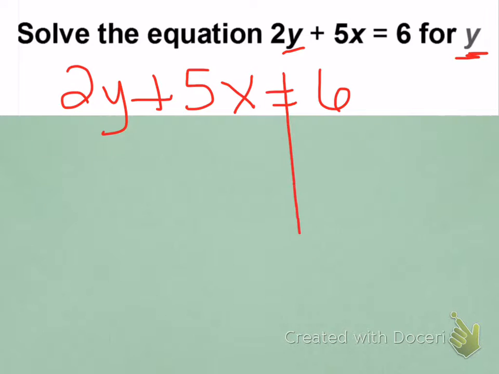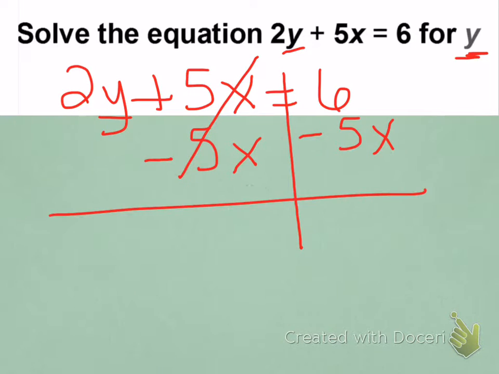I'm going to split the equation with the equal sign. I need to get y by itself, so I'm saving that for last. So I'm going to do the opposite of plus 5x, so the inverse is minus 5x. What you do to one side, you do to the other. So now on the left side, I'm left with 2y. On the right side, 6 minus 5x.